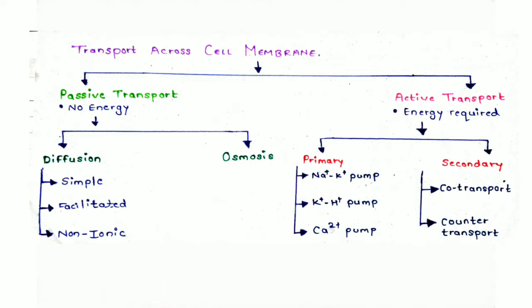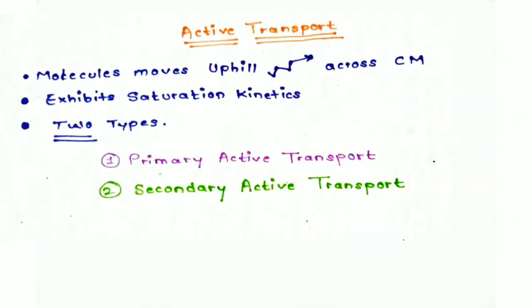Now, coming to today's topic, active transport, which is an energy-based process that is divided into two types: primary and secondary. I will talk about the same in a while. So, first, a brief introduction on active transport.